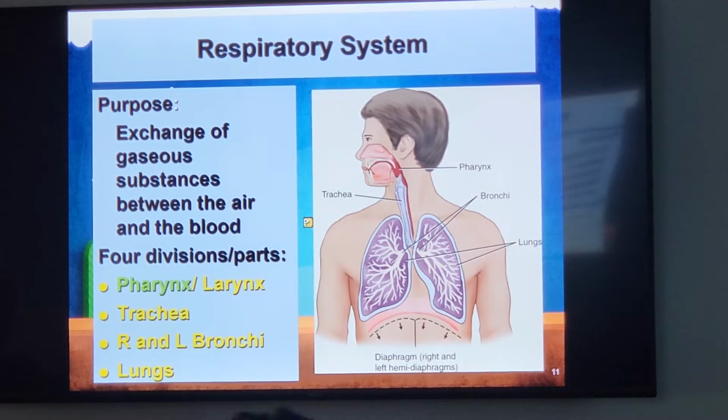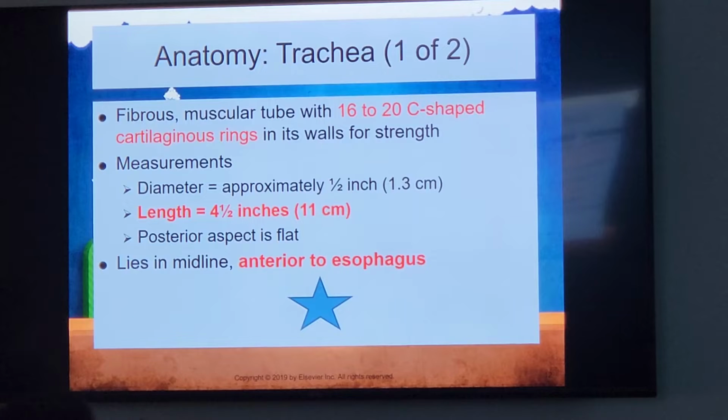Are we ready to move on? Sure. All right, so the trachea. It is a muscular tube with 16 to 20 C-shaped cartilaginous rings. And it is 1/2 inch in diameter and 4.5 inches long. And the posterior aspect of the trachea is flat. So in the front we have our C-shaped rings, and in the back it's flat.